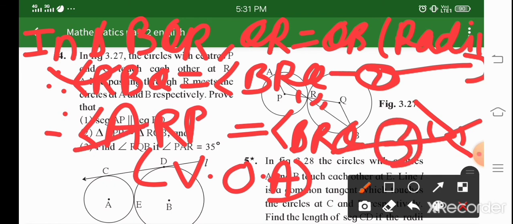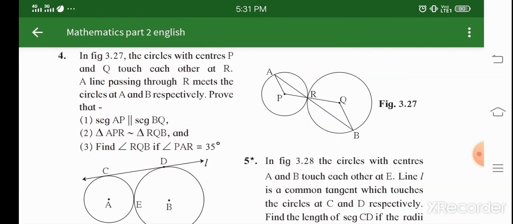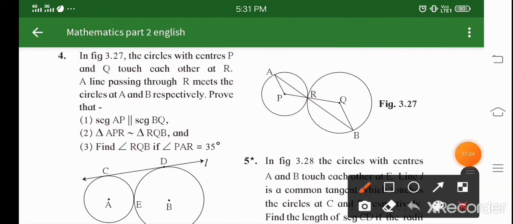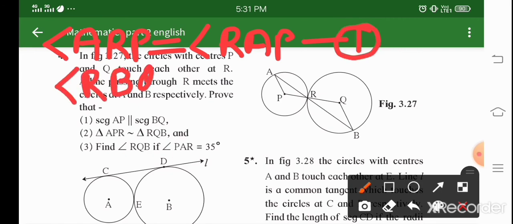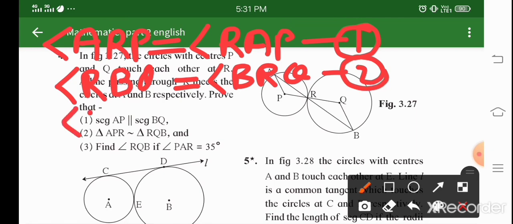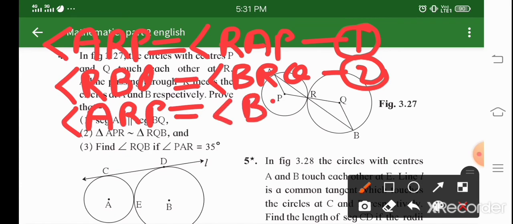So from this 1, 2, 3, when you compare this, you will get, okay, I'm just writing this again for you. See, the first one is our angle ARP, right? This is equal to angle RAP, right? This is our condition number 1. From the second we got angle RBQ, right? Which is equal to BRQ. This is condition number 2. And from the third one we got ARP is equal to angle BRQ again, right?